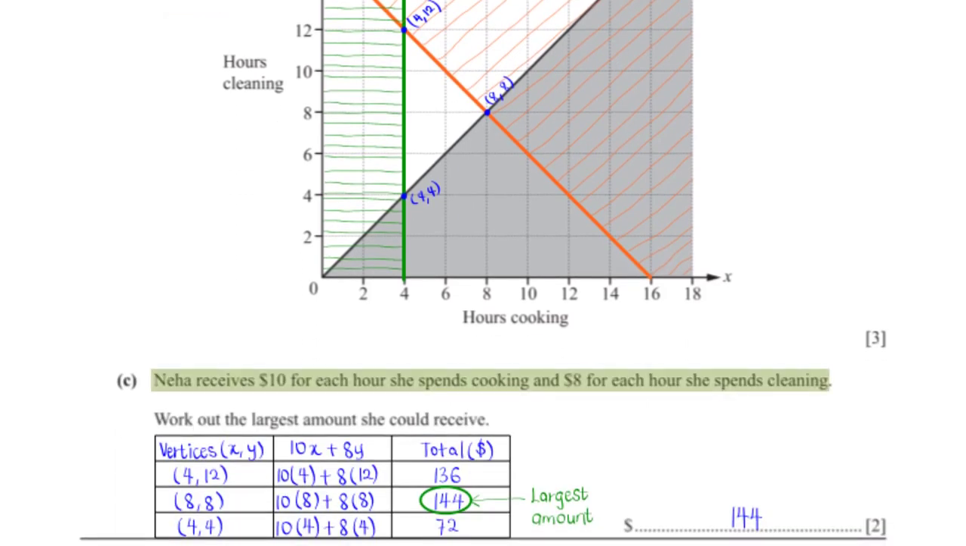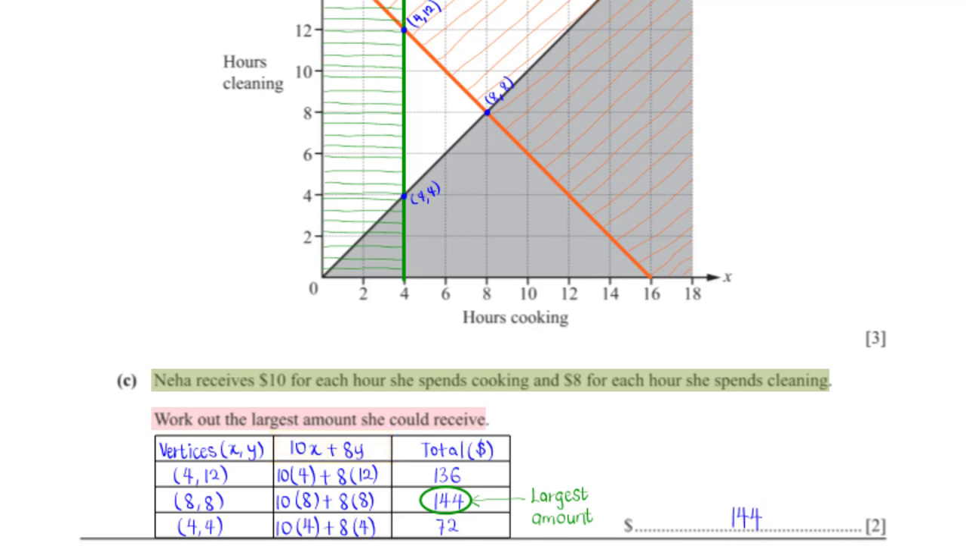Neha receives $10 for each hour she spends cooking and $8 for each hour she spends cleaning. Work out the largest amount she could receive. So to do this, we are going to use the vertices of the wanted region, and these are (4, 12), (8, 8), and (4, 4). The total amount Neha can receive can be represented by the equation 10 times the number of hours she spends cooking, which is x, plus 8 times the number of hours she spends cleaning, which is y. And so we have 10x plus 8y.